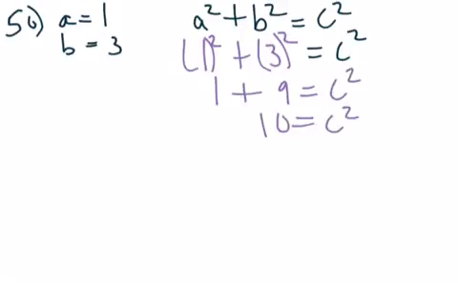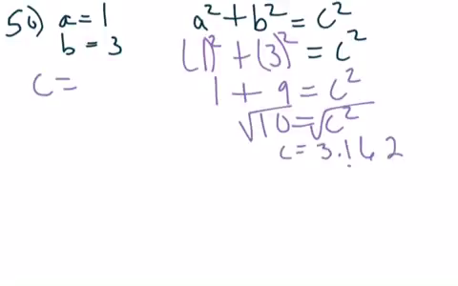10 equals c squared, but we don't want c squared, we want c, so we do the square root of both sides. So c is equal to 3.162, but it says round to the nearest tenth, so that would be 3.2, and the units used in this problem were meters.